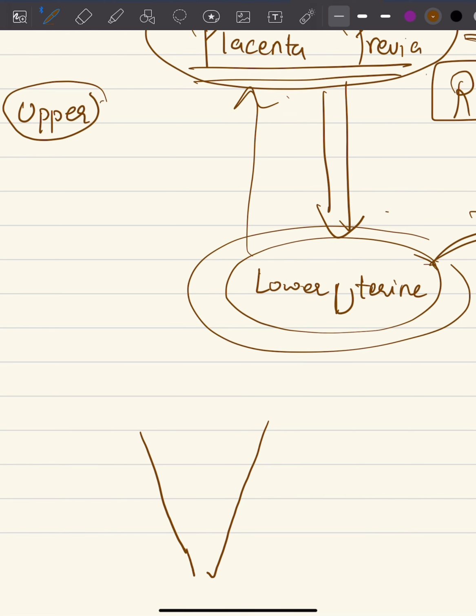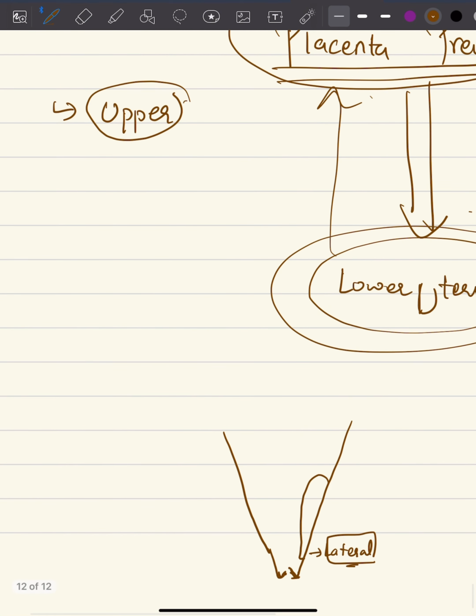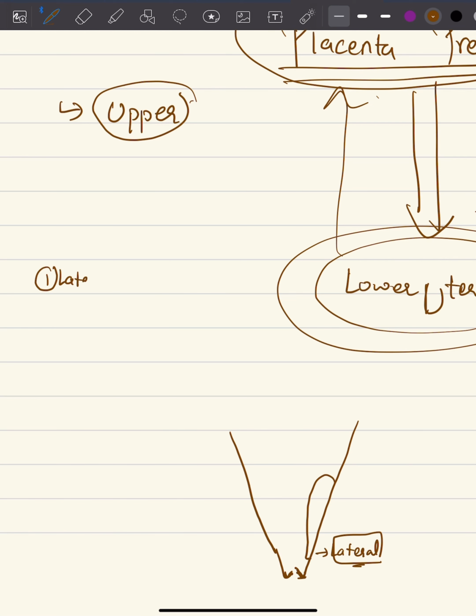Let's discuss in terms of the internal os. So, let's consider this is the internal os, and if its margin is present 2 centimeter away from the internal os, it's said to be the lateral type of placenta previa. Actually, there are four kinds. Let me state them first. The first is lateral, second is marginal, third is incomplete, and the fourth is complete.